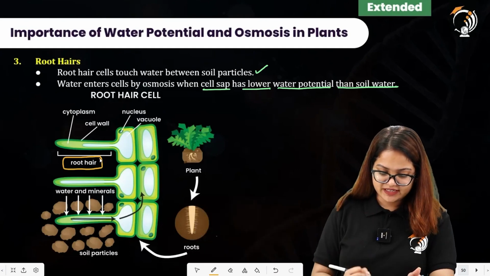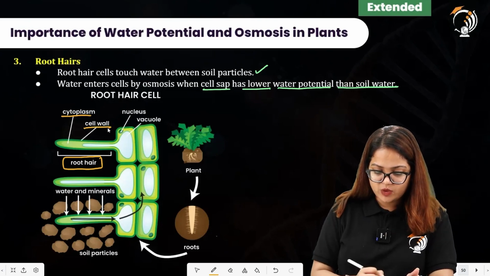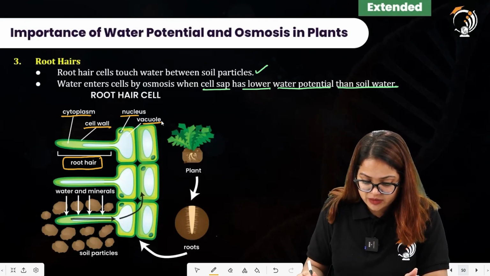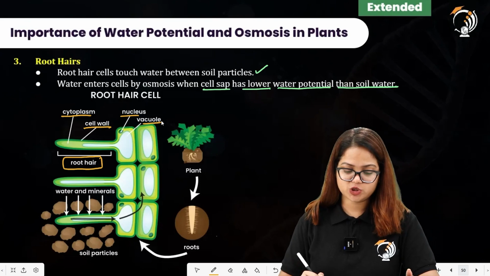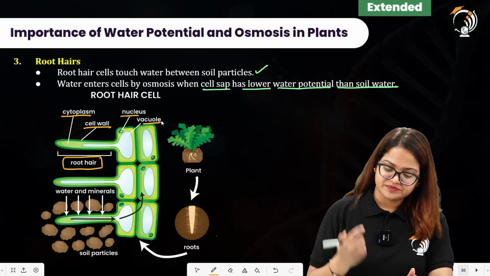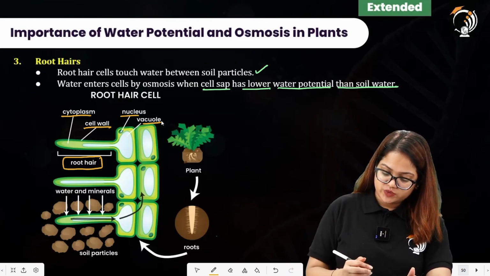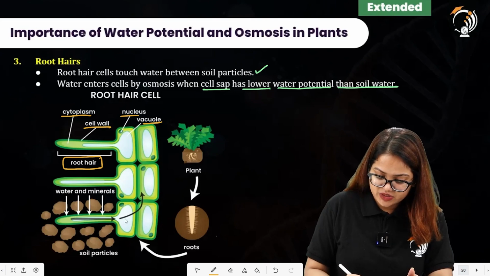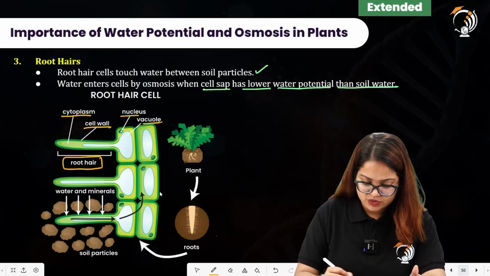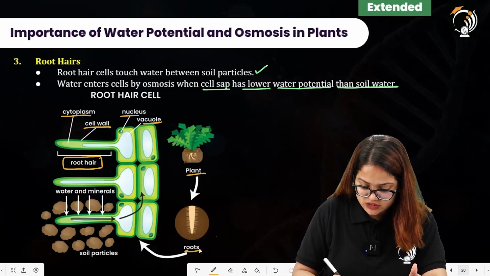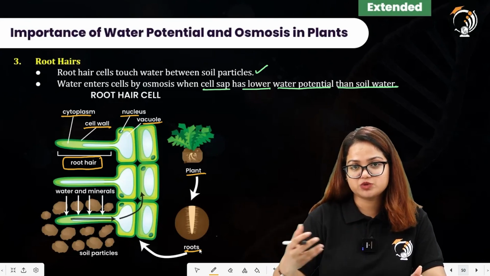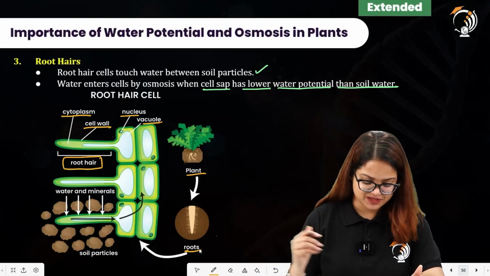So here you can observe the representation of a root. The root is here, cytoplasm is here, cell wall is there, nucleus is there, and vacuole is there. The vacuole has the cell sap in it, and due to the presence of water it has a water potential, but lower than that of the surrounding soil particles. The water and minerals are moving into the root hair cell, taken up into the vacuole, and moved further to the surrounding cells. The plant has roots, and on the roots there are numerous root hairs, due to which the surface area for absorption of water and mineral ions is increased.